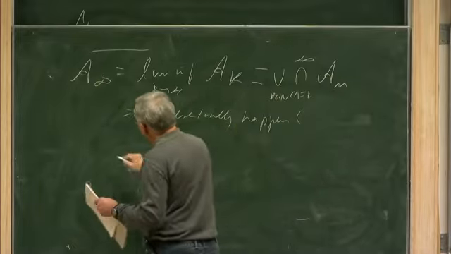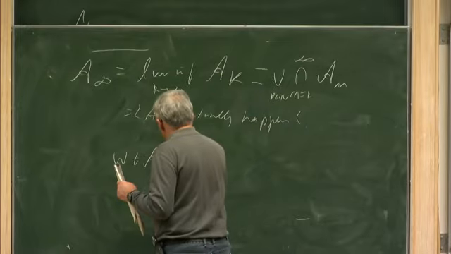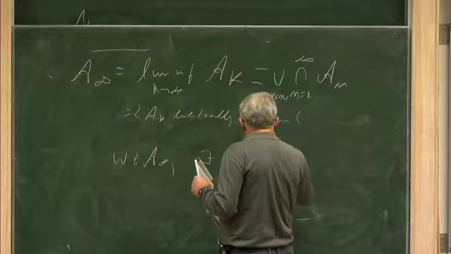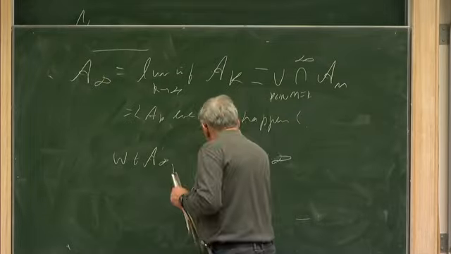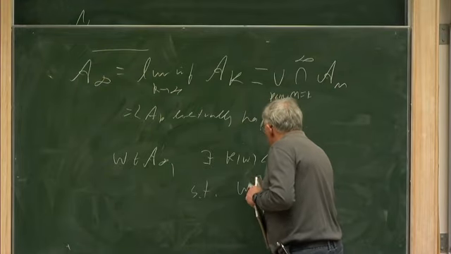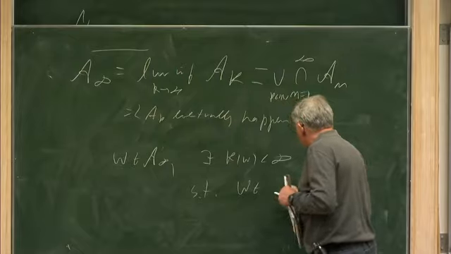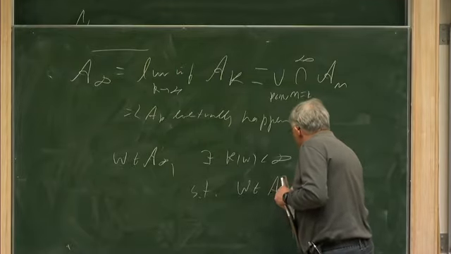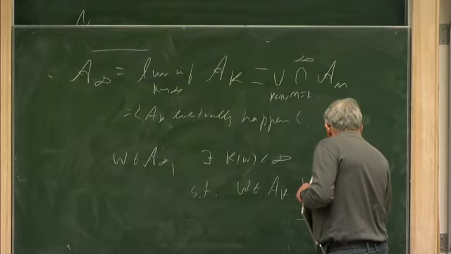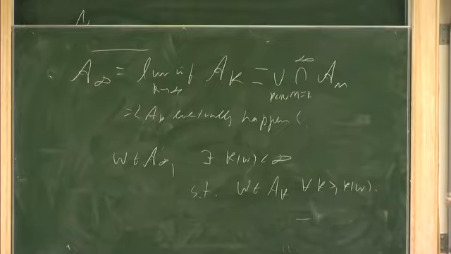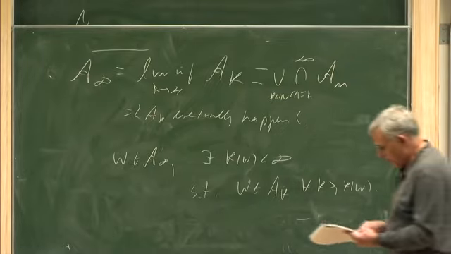And what this means is that if omega is in infinity, there exists some k of omega which is finite, such that omega is in the intersection of those. Omega is in A_k for every k bigger than or equal to k of omega. That's what it means that it eventually happens. That's the probability one. Okay.